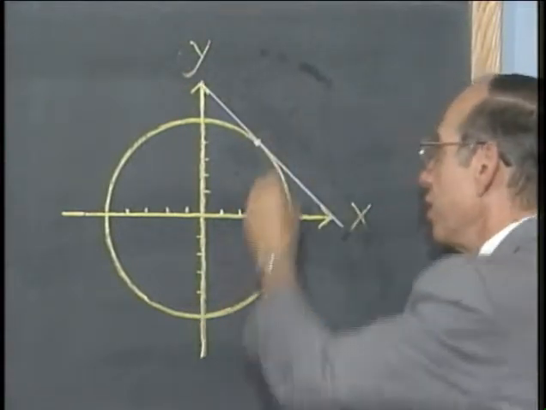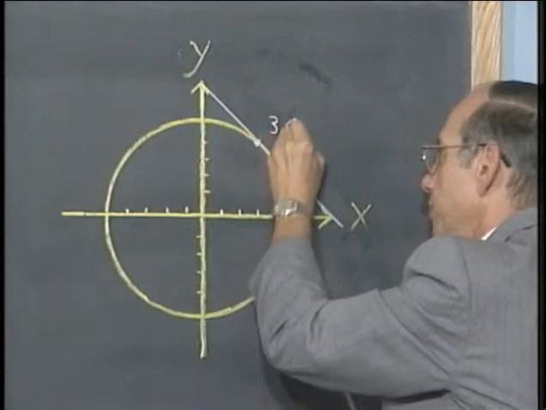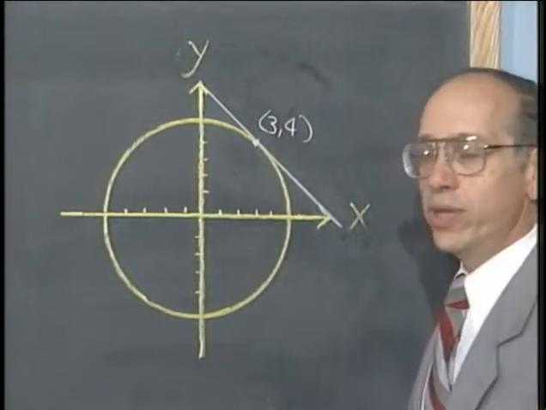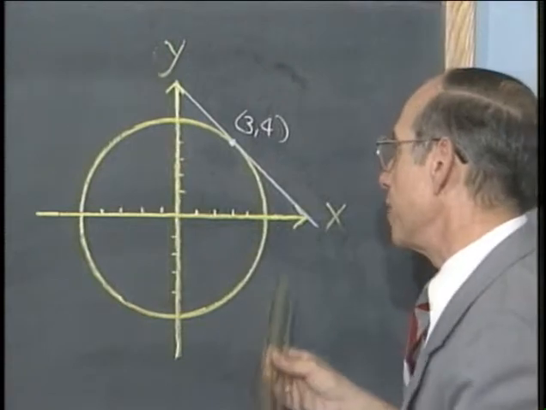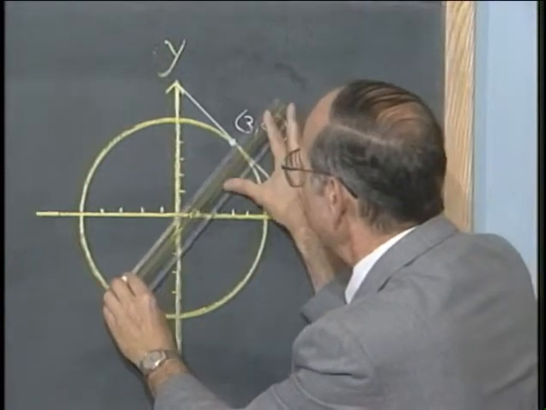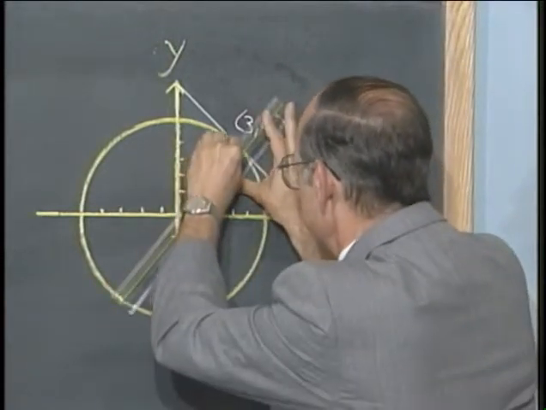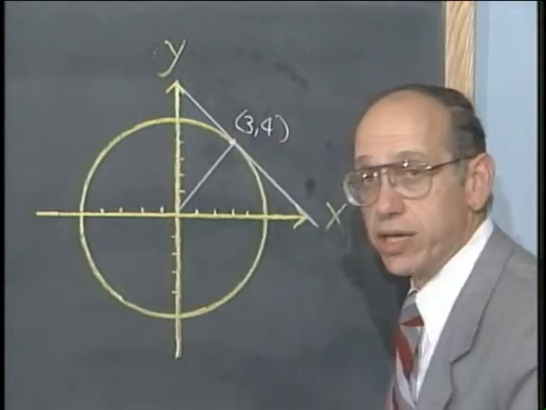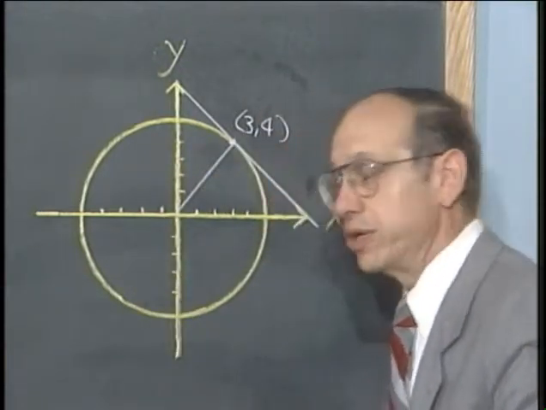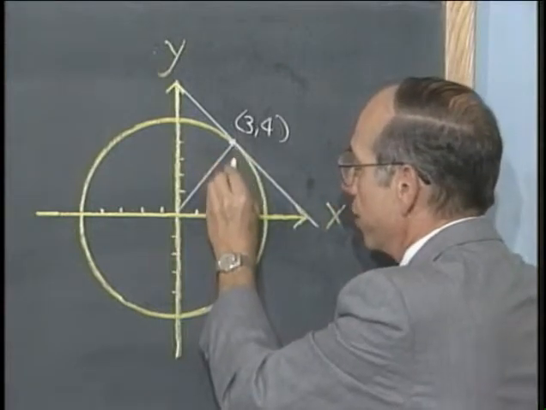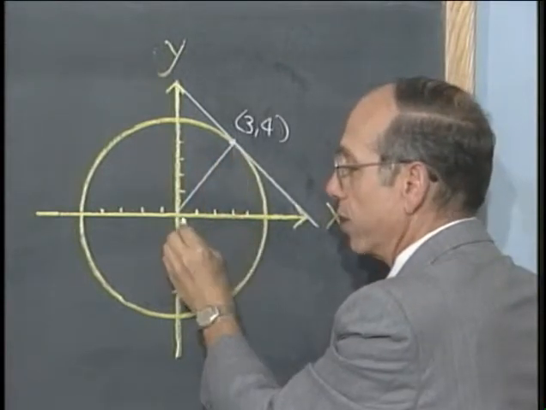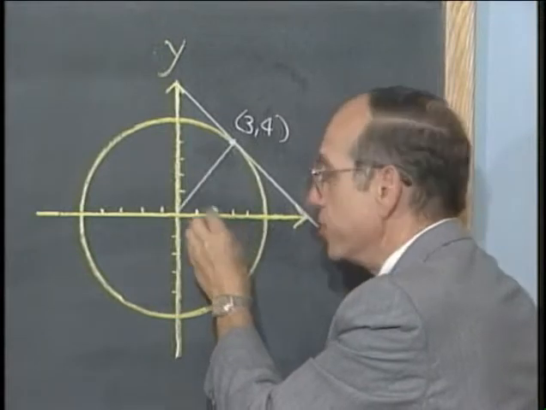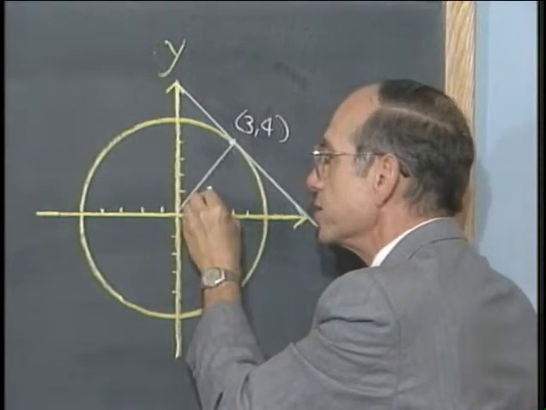This is the point (3, 4). If we take a look at the radius from the center of the circle over to this point, it looks like this. Now, what's the slope of that radius? Well, this is the point (3, 4), so this distance over here is 4, and this is 3.